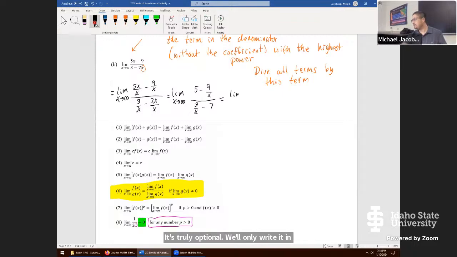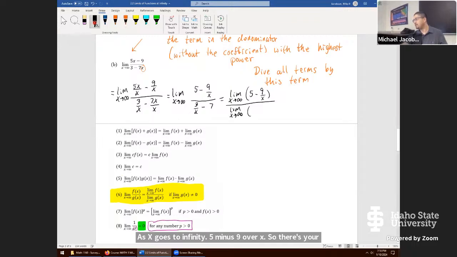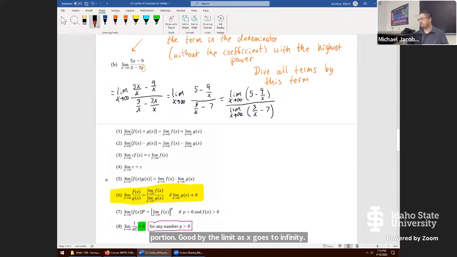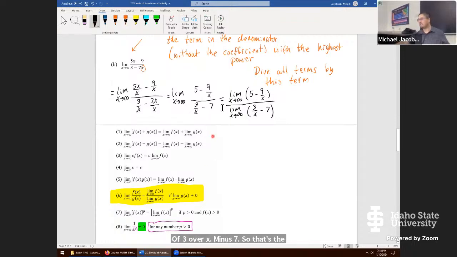But this is equal to the limit as x goes to infinity of 5 minus 9 over x. So there's your numerator portion. Divided by the limit as x goes to infinity of 3 over x minus 7. So that's the content of limit law number 6. It says you can take the limit of the numerator and denominator independently if this limit exists.